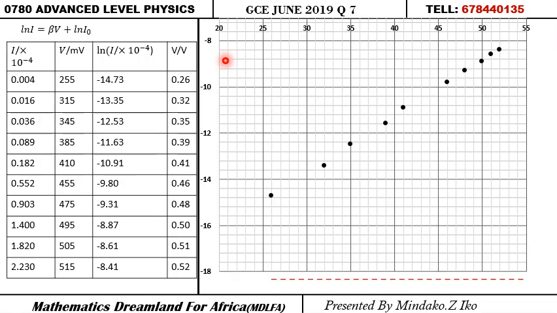Please note it down. For the vertical axis, one of the vertical axis is increasing by 2, and one of my small lines is 0.4. Please note it down.